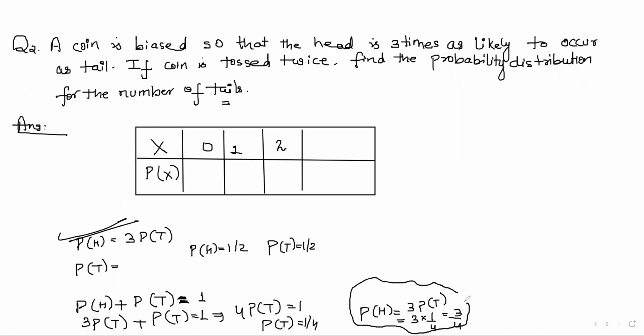Okay. So this we already have. Now you need to find the zero. Means if you are tossing a coin 2 times, then first time also you should not get a tail. Second time also you should not get a tail. Okay, please try this.